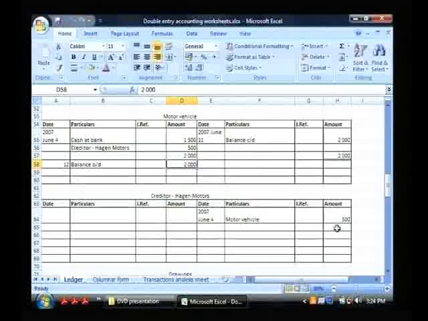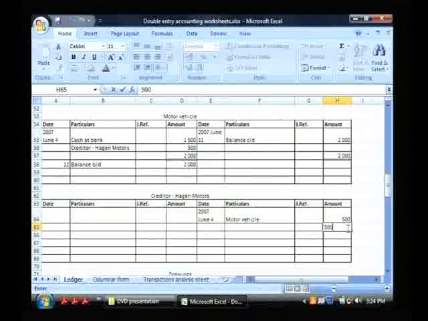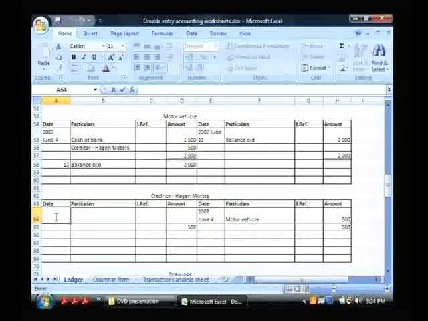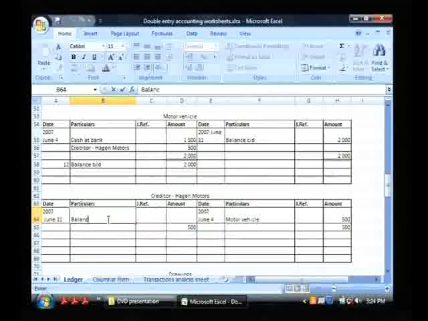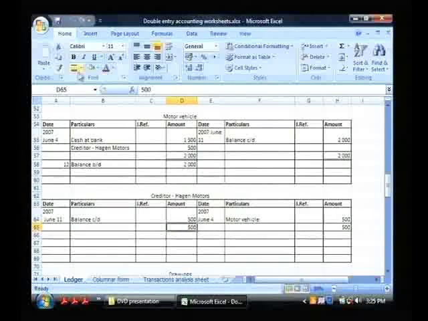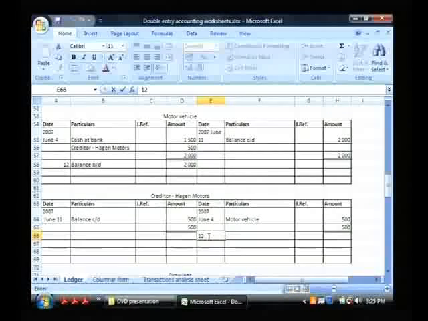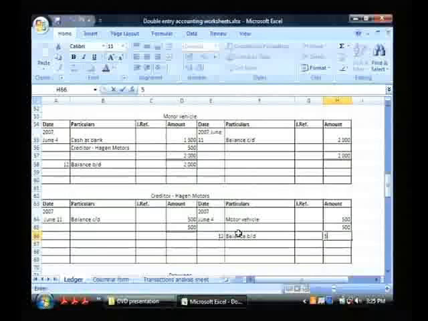Hagen Motors, only one entry in the credit side, therefore write the same amount in the debit side as well, 2007, June 11th, that is the balance in date, balance carried down, 500, see the total, double line, and bring the balance here, balance brought down, 500.